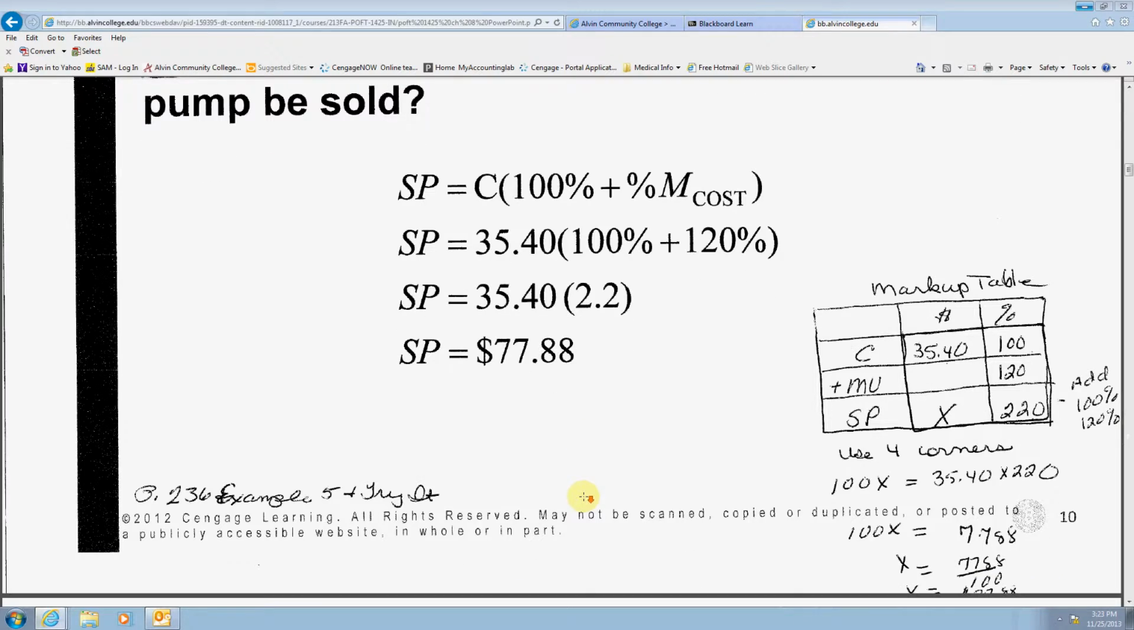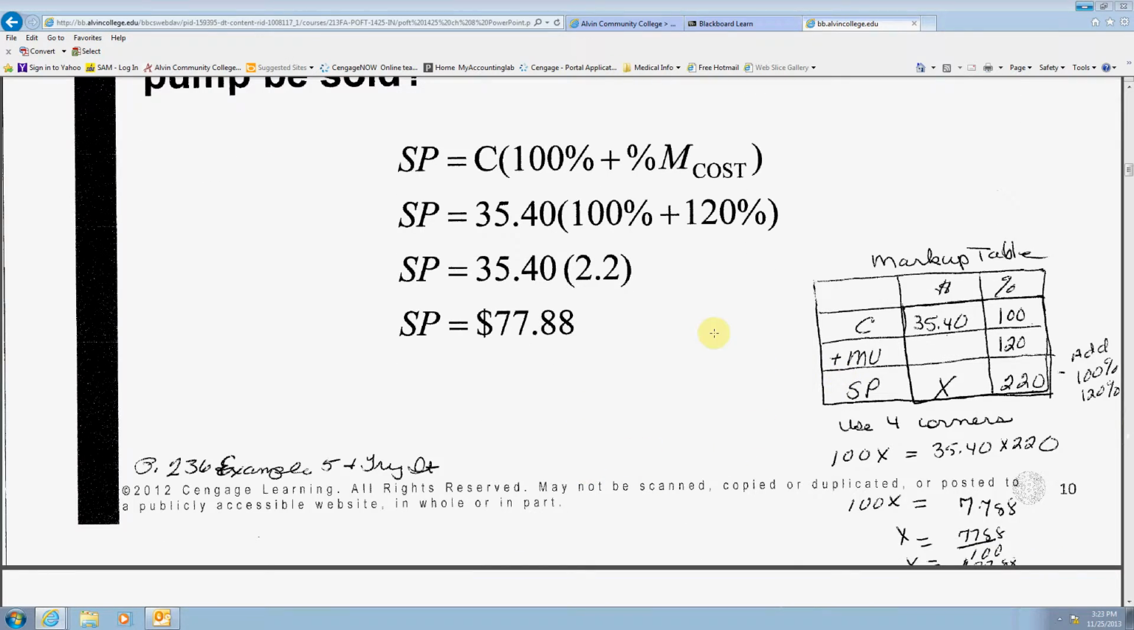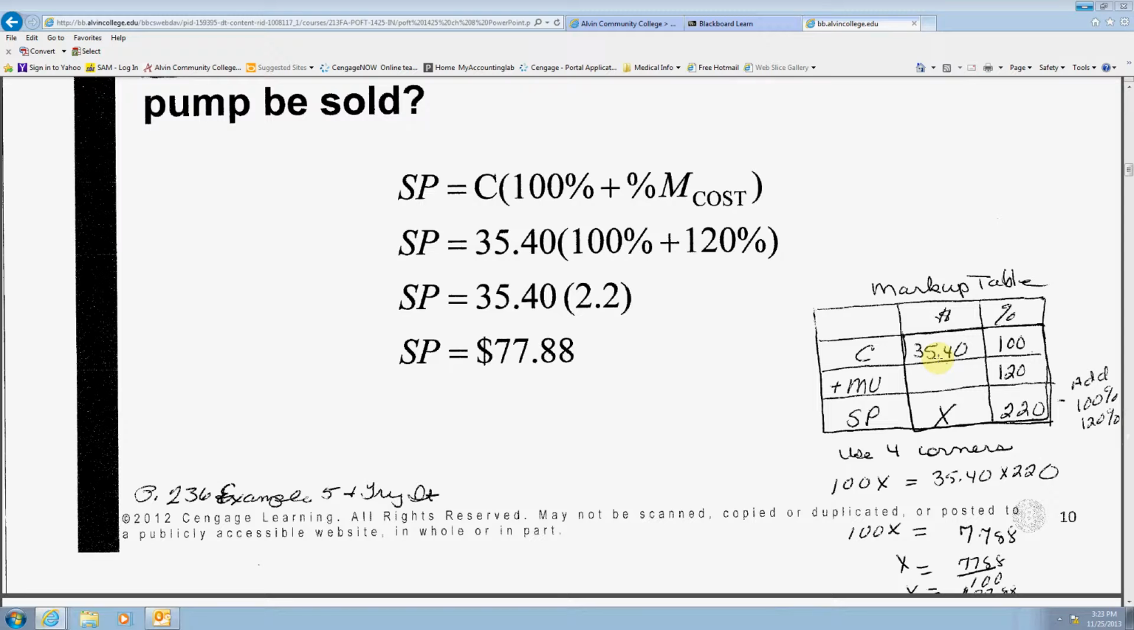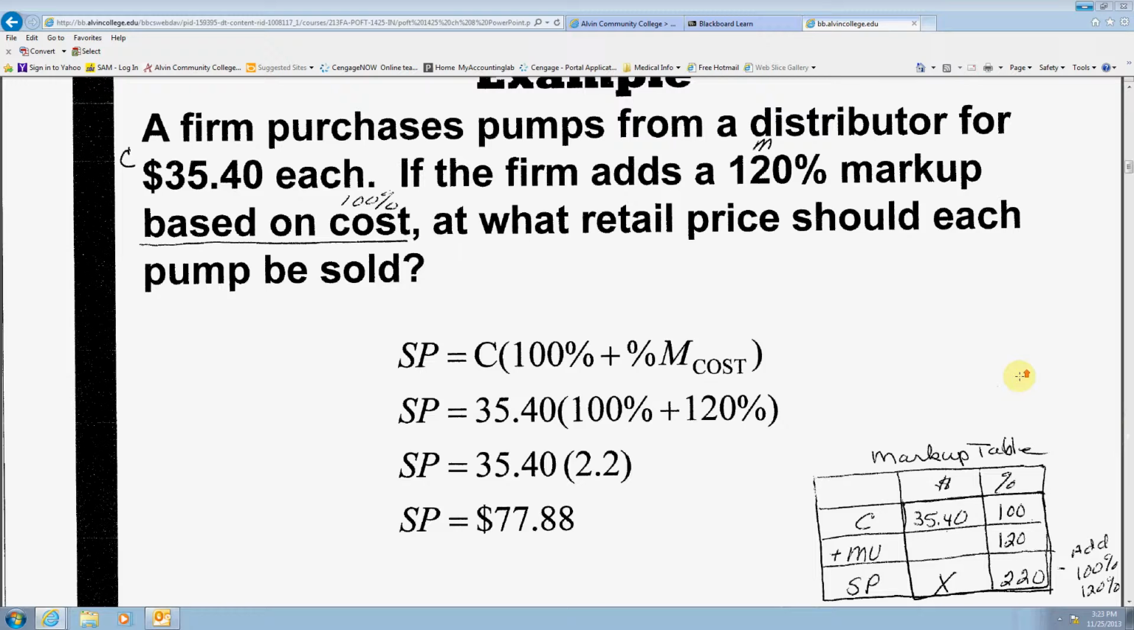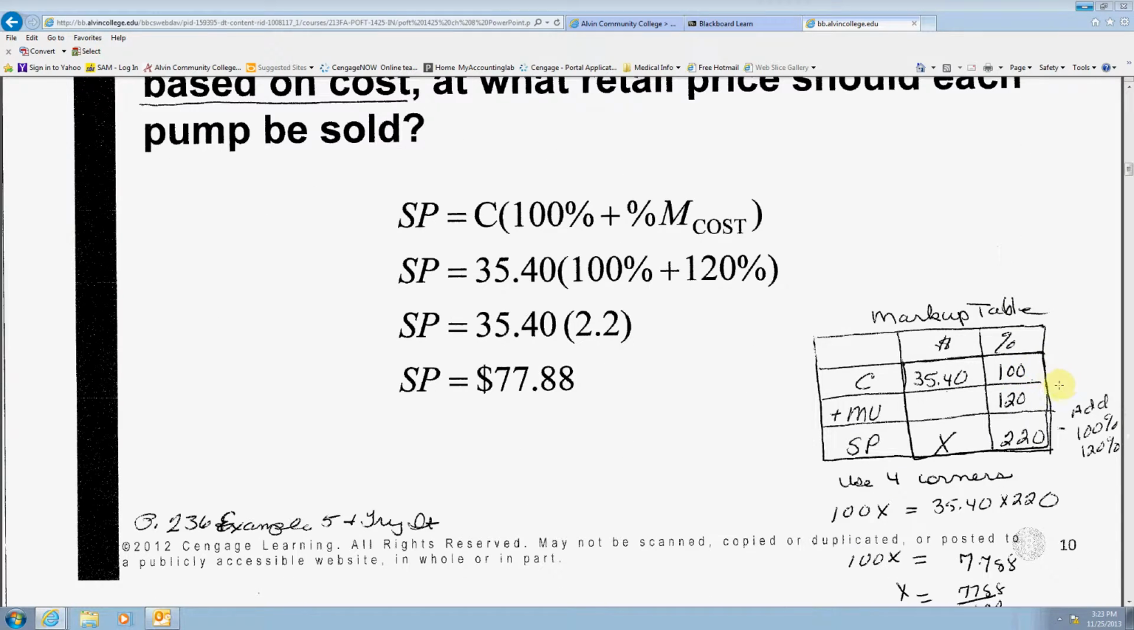Again, we can use our markup table, and we can plug in. We know our cost was 35.40. We know cost was based on 100%. We know markup was 120%. When we add 100% and 120%, we get 220%. Now we know that we're solving for the selling price, and we draw our square around it, and it is these corners that we're dealing with.